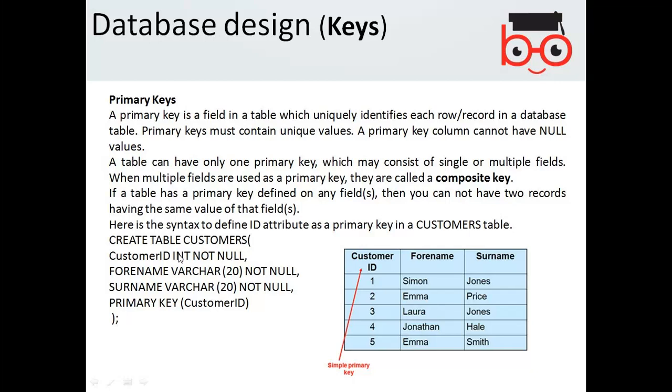Customer ID is integer, not null. Forename should be varchar 20 size. It should also be not null. Surname should be varchar 20, not null. Primary key is basically the customer ID. So that's about the customer ID.